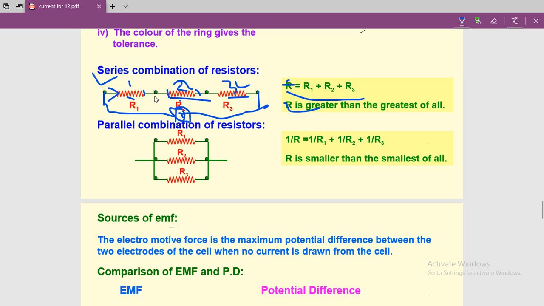Current and potential difference are not equal to each other, but they are same in any one resistor. And the value of equivalent resistor, that is R, is greater than the greatest resistor that is connected in the circuit. So I hope you understand about series combination.